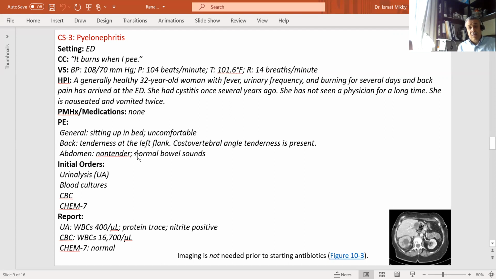So the E. coli, we had a question earlier about the type of bacteria, the most common bacteria that causes UTI, especially pyelonephritis, which is the E. coli. So the E. coli is still the most common cause of urinary tract infections.